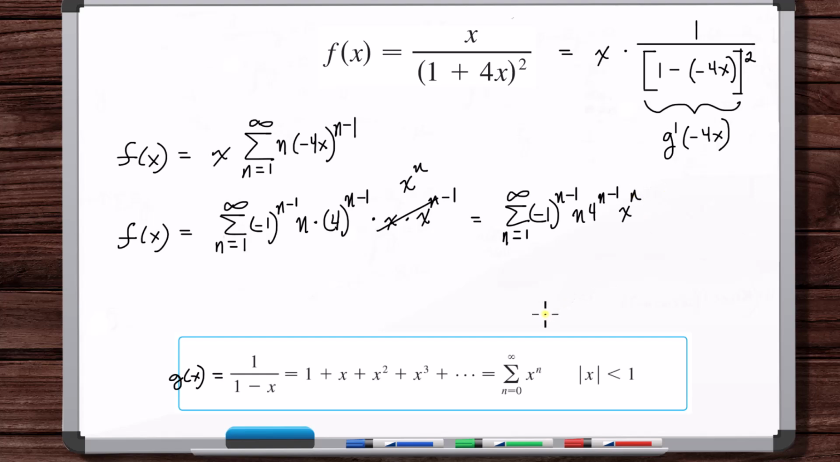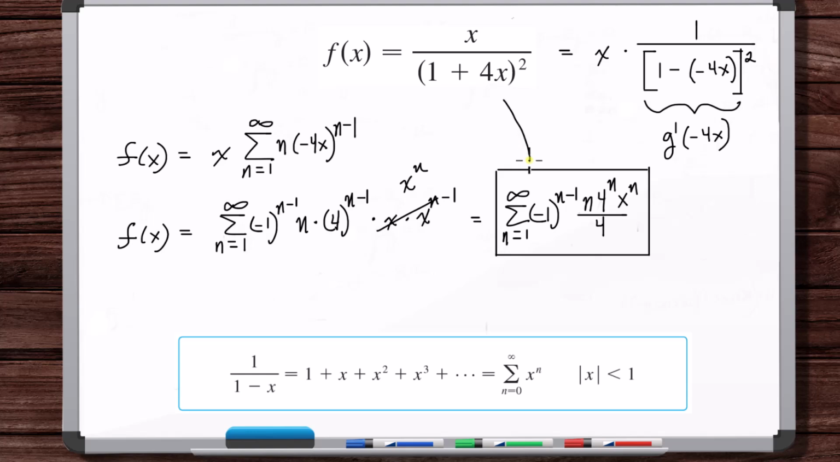Well, we could do this. N x to the n over 4, right? This is 4 to the n times 4 to the minus 1. So, wait, no, forgot the 4 to the n. Okay, so there is that, that's this as a power series.